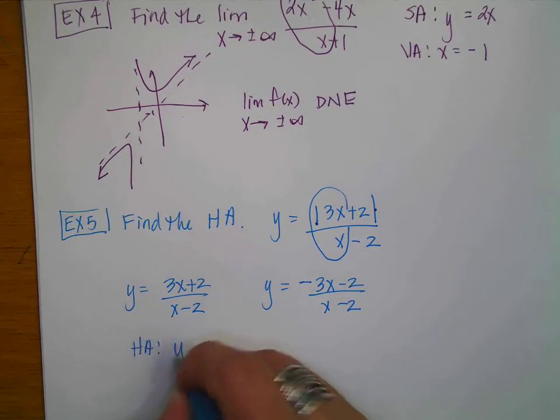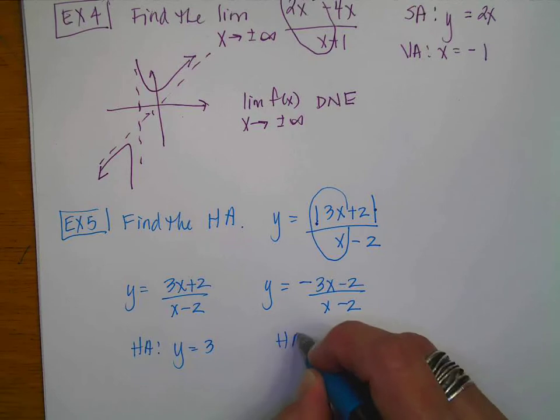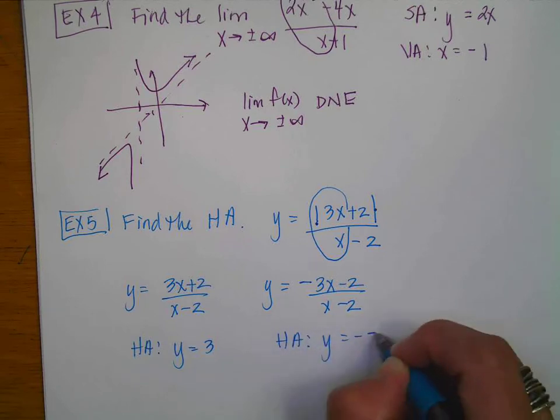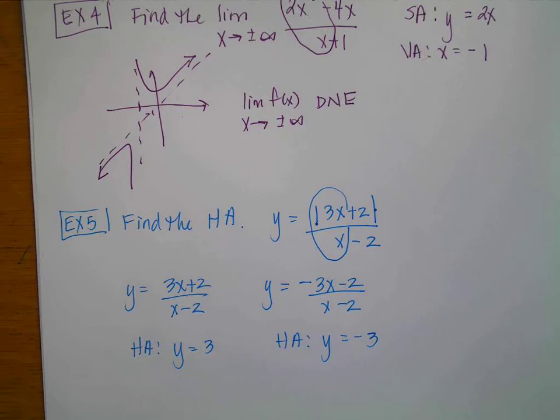So that means that I'm going to have a horizontal asymptote at y equals 3 and a horizontal asymptote at y equals negative 3. So that's kind of interesting.